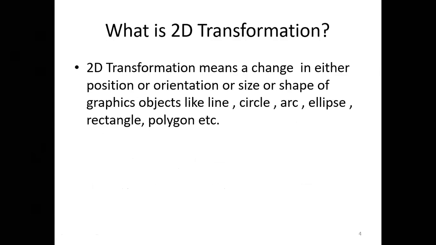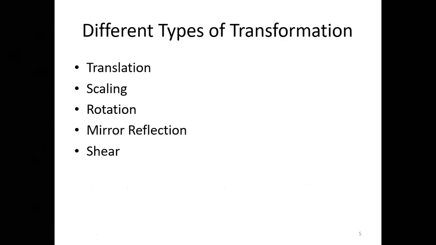So we have already seen the definition of 2D transformation. We have seen that these are the types of basic transformation that we can apply. We have a translation, we have a scaling. Translation means moving an object from one place to another place. Scaling means changing its size, making it bigger or smaller. Rotation means actually changing the angle.